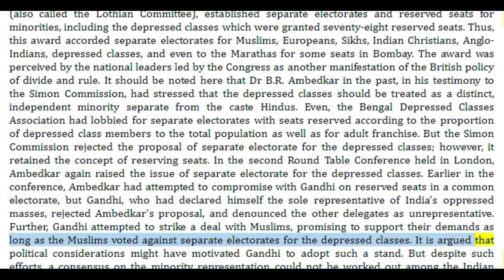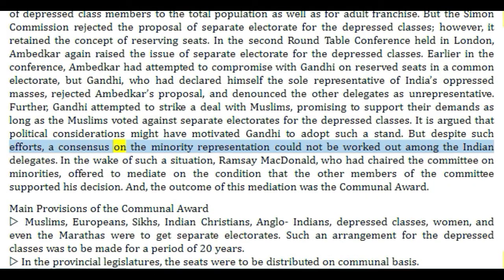It is argued that political considerations might have motivated Gandhi to adopt such a stand. But despite such efforts, a consensus on the minority representation could not be worked out among the Indian delegates. In the wake of such a situation, Ramsay MacDonald, who had chaired the Committee on Minorities, offered to mediate on the condition that the other members of the committee supported his decision. And the outcome of this mediation was the Communal Award.